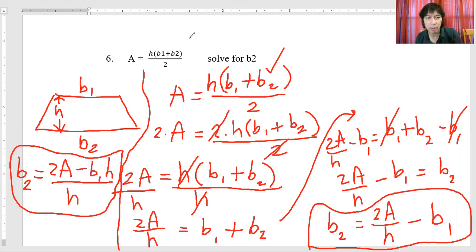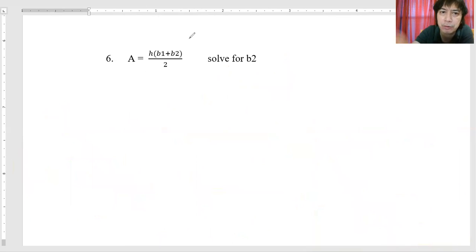Twice the area, minus B1h over h. That's another way of writing the equivalent of B2 so that it looks like a big fraction there. All right, so I hope you're getting the way to do this. Let's continue with the number 7. If you don't have questions on this, we'll continue with the next number.